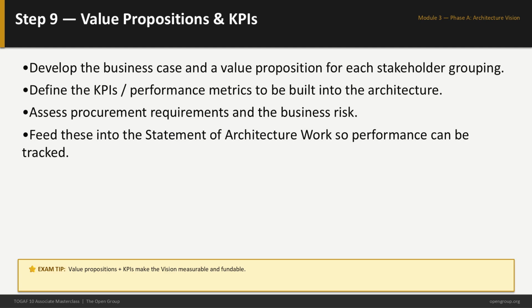Step 9 makes the vision fundable and measurable. Here you develop the business case and craft a value proposition for each stakeholder grouping, because different stakeholders value different things. You define the KPIs and performance metrics that will be built right into the architecture, so success can be tracked objectively. You assess procurement requirements and the business risk.